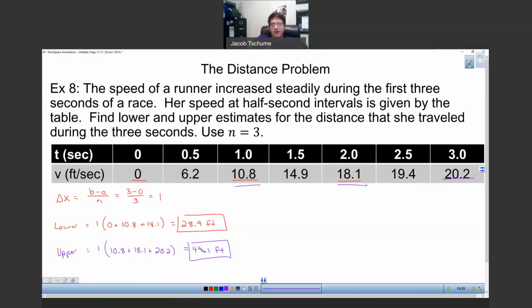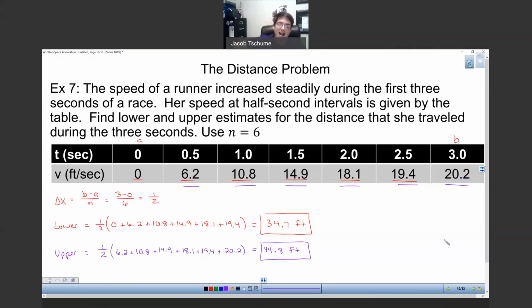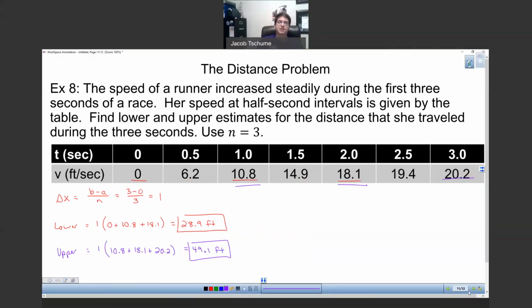The big thing there to note, though, is that the number of rectangles, whatever your delta x comes out to be, that is the measurement that you have to increase. So you went up by 1 second increments versus the previous problem, we went up by half-second increments. So please make sure you read the instructions when you're doing your homework.